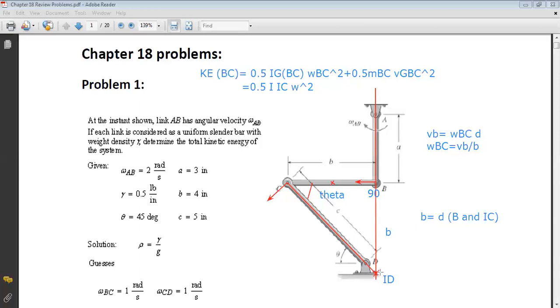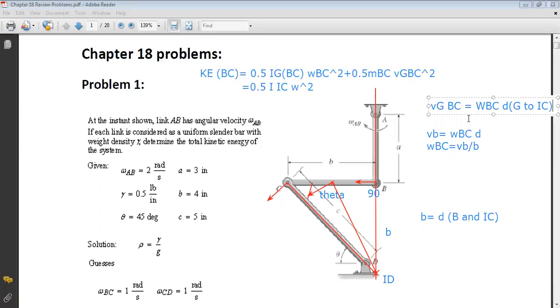So I can say that VG should be perpendicular to the distance between the IC and the point. So this is V of G, perpendicular like this, and this is the direction. In magnitude, VG of BC is equal to omega of BC times which distance? Times the distance from G to IC.